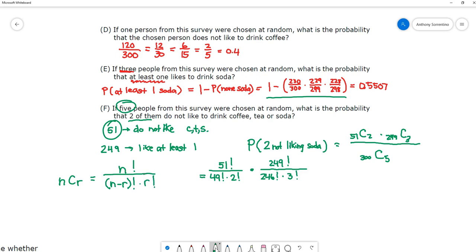And that's what I'm doing here. I have the n value on top of both of these. I have the subtraction of the two subscripts, factorial, and then I have the r value subscript factorial. And the same thing for this one. I'm going to have 300 factorial over 5 factorial. Now I have to know what these factorials are, okay?